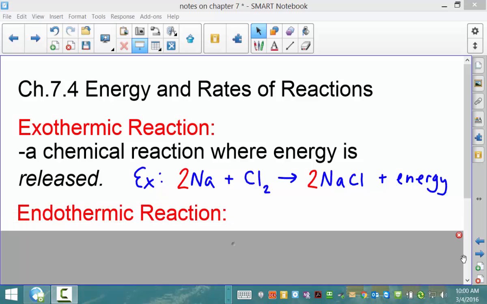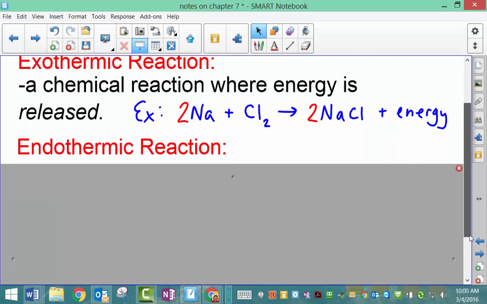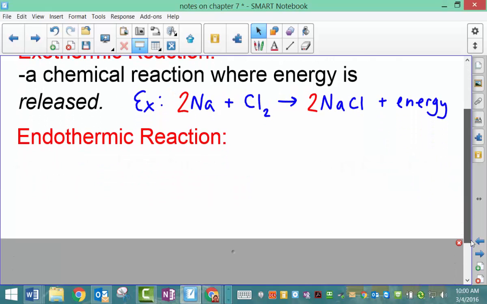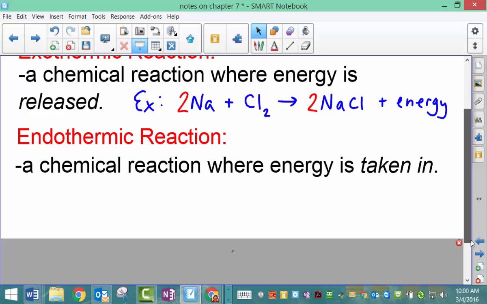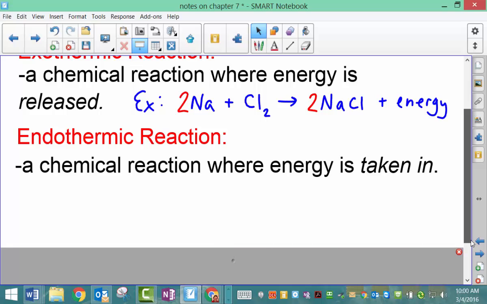An endothermic reaction, if you recall, is going to be a reaction where energy is taken in. Endo, recall, means to go in, so absorb, inside. The energy that is taken in during the endothermic reaction is often written as a reactant in the chemical equation. So let me give you an example. Energy is going to be on the reactant side this time.